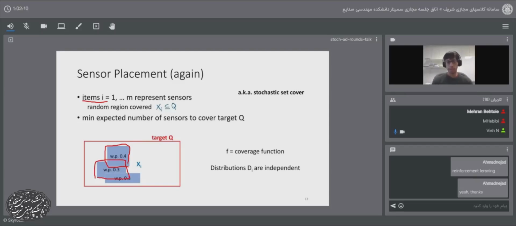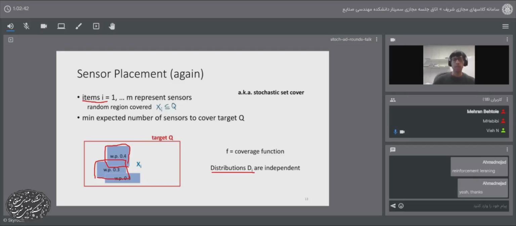So we know that that's the expected behavior of a sensor upfront, but we will not know exactly what it covers before we place the sensor and observe what happens. And every sensor is going to behave independently of the others. So the probability distributions across sensors are going to be independent. The function f is the coverage function that we just saw in the previous slide. So that is a monotone and submodular function.